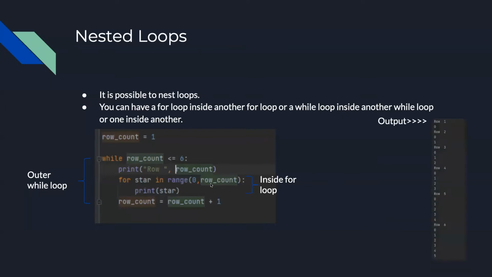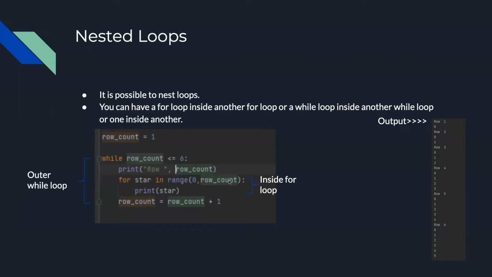So when we run this, we get this output. So we have row 1. So first iteration of the loop, row count is 1. So while row count is less than or equal to 6, so 1 is less than or equal to 6, we go into the loop. We print row and then the row count. So we have row 1, and then for star in range 0 to row count.